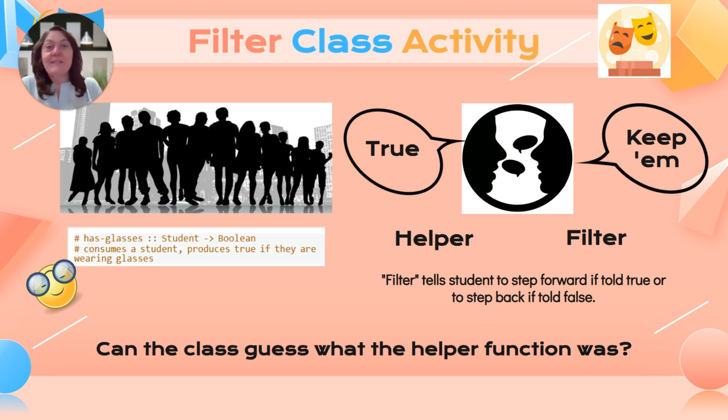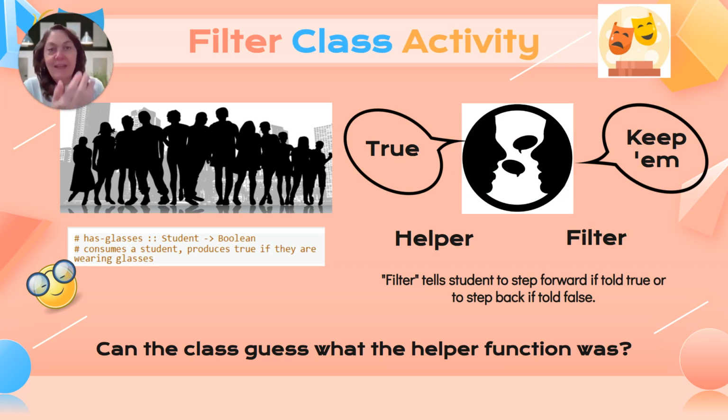If the filter says keep them, then that student will step forward. Go to the next one. If that student's not wearing glasses, then the helper function will say false to the filter, and the filter will say, okay, basically I'm ignoring you, step back. So we just have that student step back, and so on down the whole set of rows, all the students in your data set.